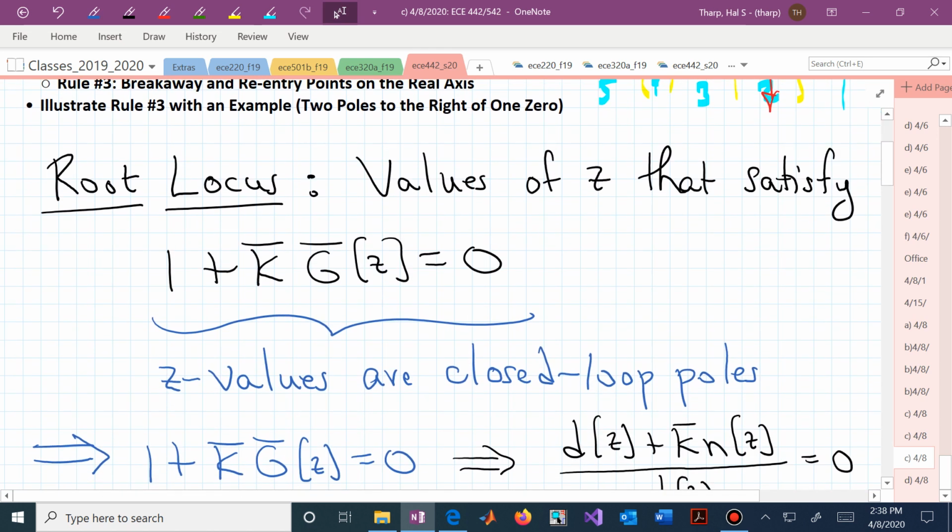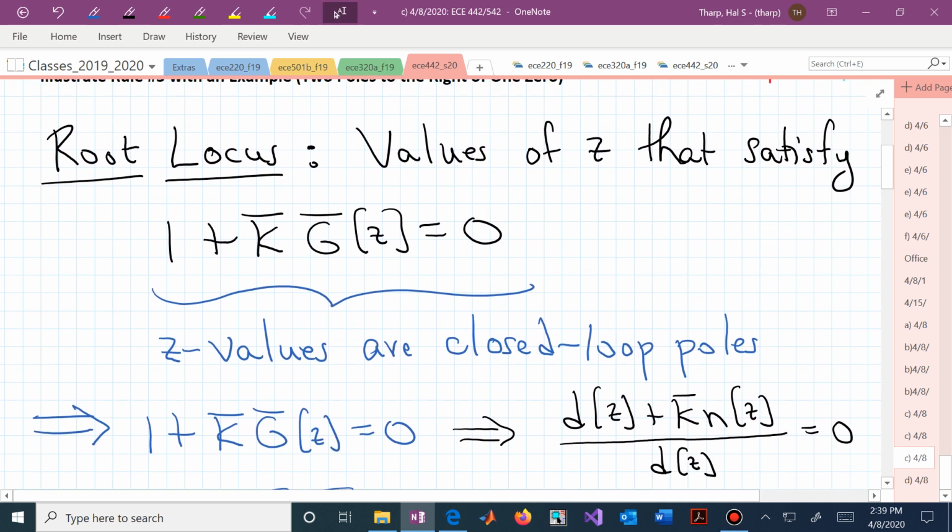We were trying to understand, where are the values of z that satisfy this characteristic equation on the complex z-plane? Those values of z that satisfy 1 plus k bar g bar equal to 0 are our closed loop poles. Can we, for each value of k bar, find a new set of values z? Yes, we can, and the collection of those locations in the complex z-plane creates the root locus diagram. Those are our root loci.